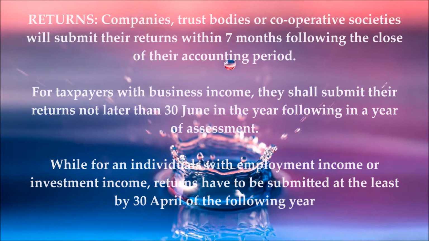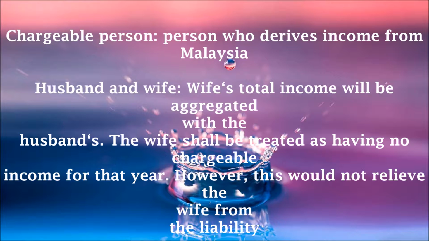of the following year. Chargeable person is generally defined as a person who derives income from Malaysia. As for husband and wife taxpayers, the wife's total income will be aggregated with the husband's. The wife shall be treated as having no chargeable income for that year. However, this will not relieve the wife from the liability. Where liability is imposed, the wife is similarly liable as her husband.